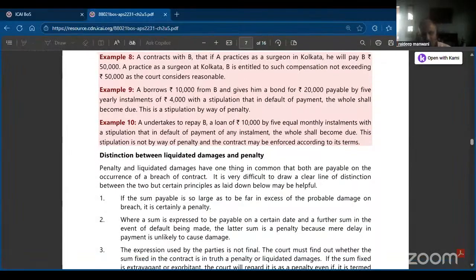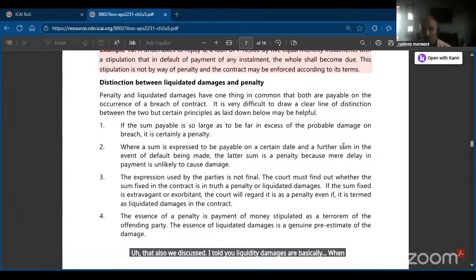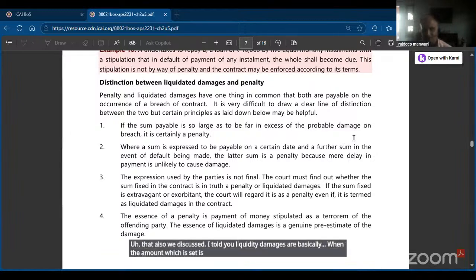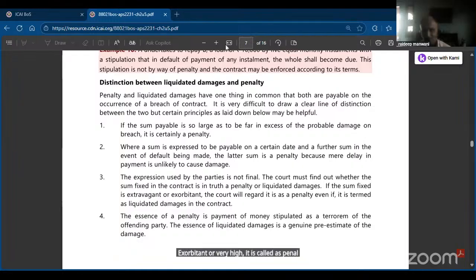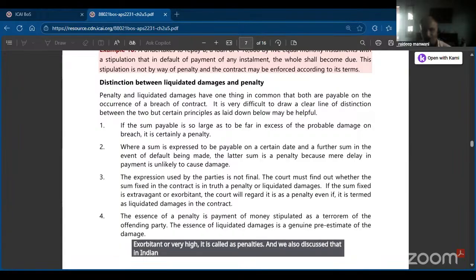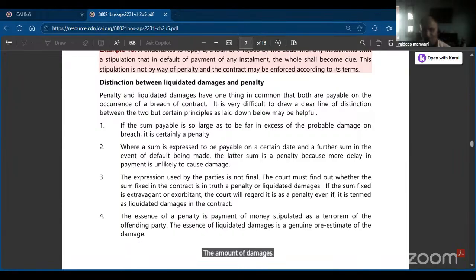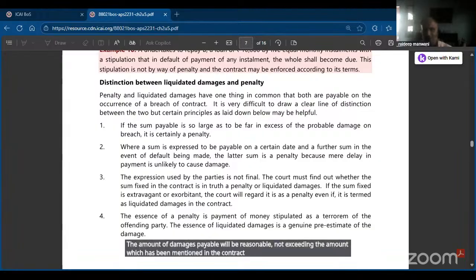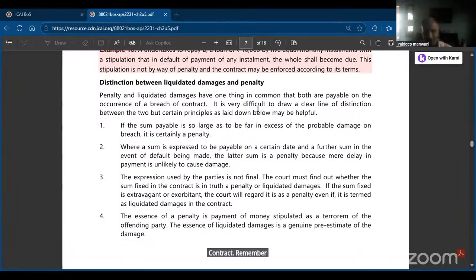So we were doing the distinction between liquidated damages and penalty. That also we discussed. I told you liquidated damages are basically when the amount which is set is reasonable. When the amount is exorbitant or very high, it is called a penalty. And we also discussed that in Indian law, Section 74 says that the amount of damages payable will be reasonable, not exceeding the amount which has been mentioned in the contract. Remember, we did that. I gave you so many examples regarding that also, right or no?